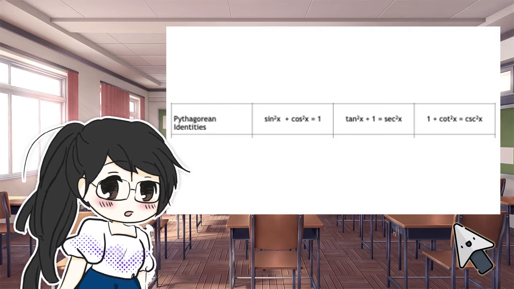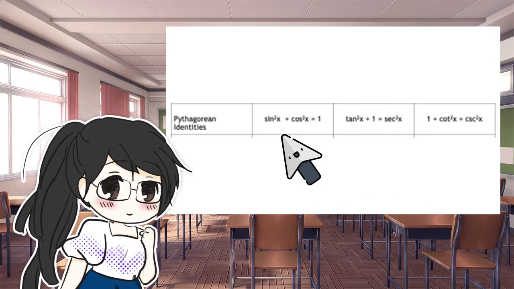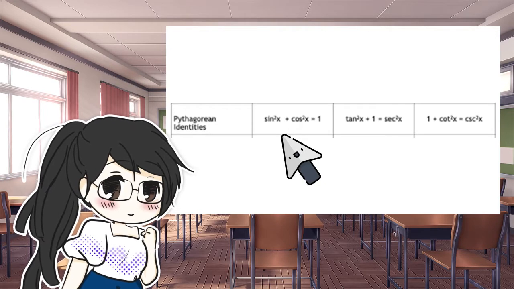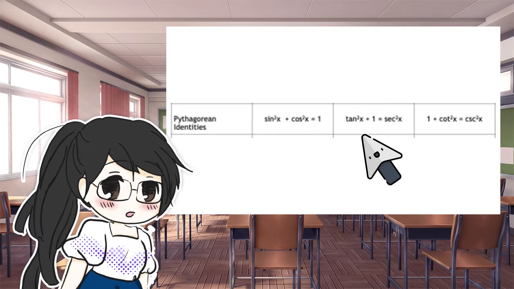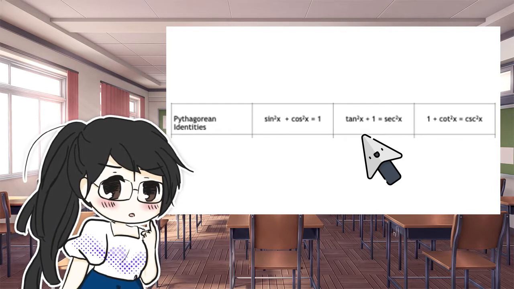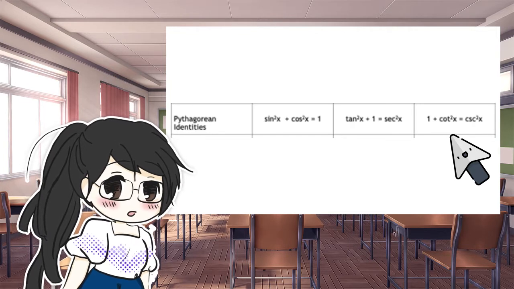Third is the Pythagorean identities, which is composed of sine squared x plus cosine squared x equals 1, tangent squared x plus 1 equals secant squared x, and 1 plus cotangent squared x equals cosecant squared x.